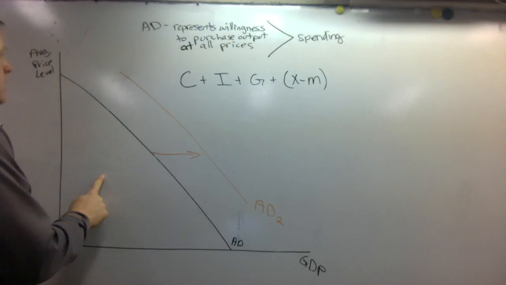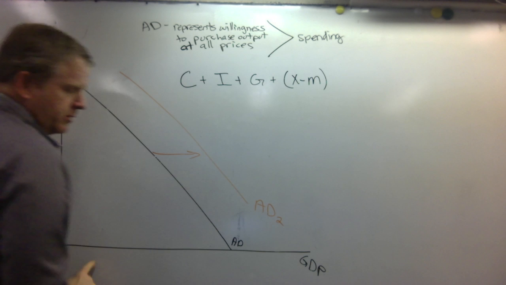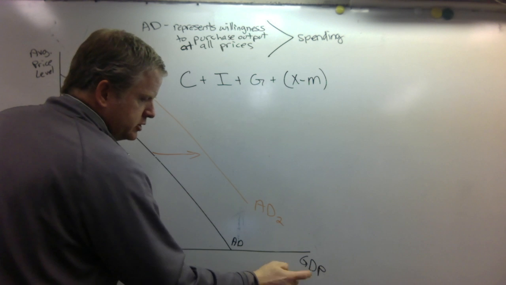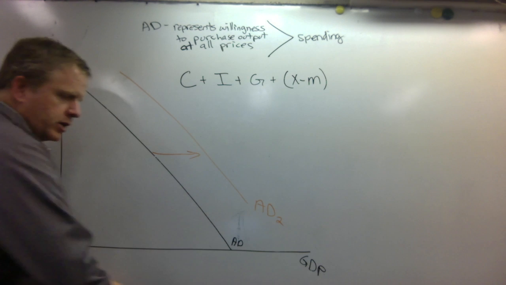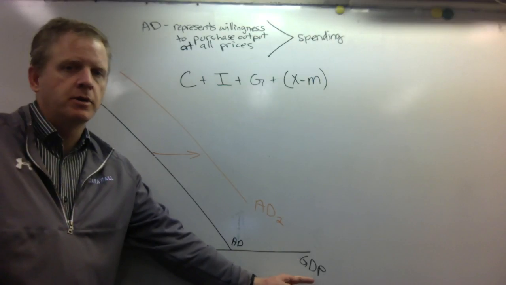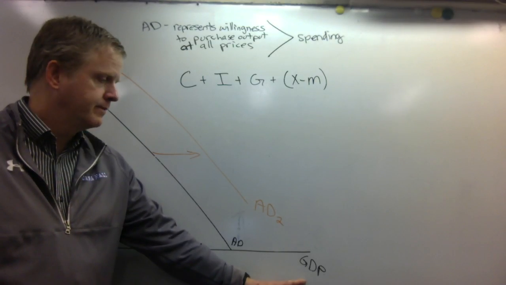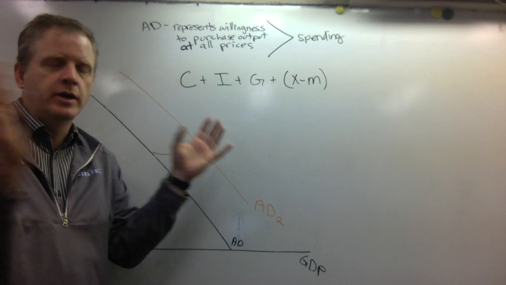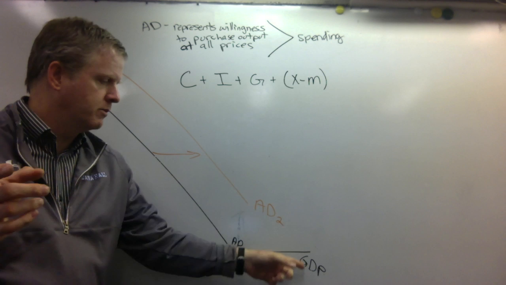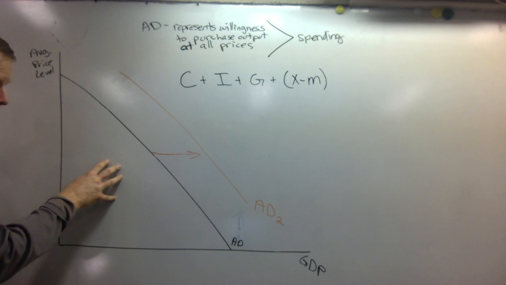On the y-axis is average price level rather than just prices, but average price level. And on the x-axis is GDP, because it's a measurement of output, quantity. Remember, GDP, gross domestic product, is a measurement of all the output in an economy in a given year. Everything that's built, every service provided, everything that you spend money on, we call it GDP. So this is the concept of aggregate demand.